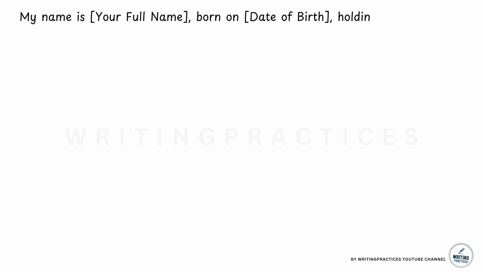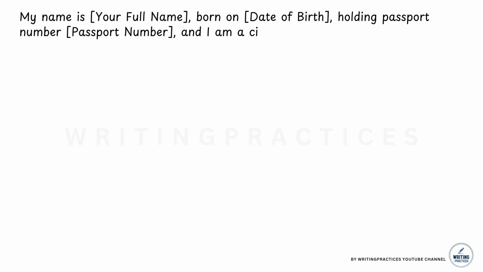Second paragraph. Personal information. Here, introduce yourself. Include your full name, date of birth, passport number, nationality. Example: My name is Emily Grace Carter, born on March 12, 1995, holding passport number UK12345567, and I am a citizen of the United Kingdom.